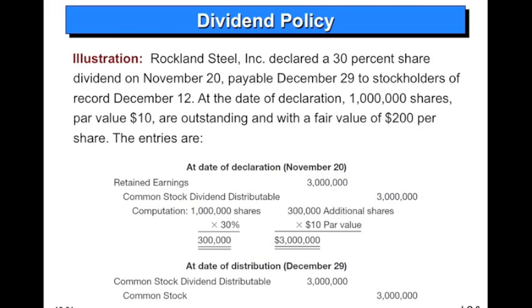So in this case, you had 1,000,000 shares at the date of declaration. So we issued 30%, so we issued 300,000 shares at 10. So we have 3 million common stock dividend distributable, and we're crediting common stock by 3 million. Okay?